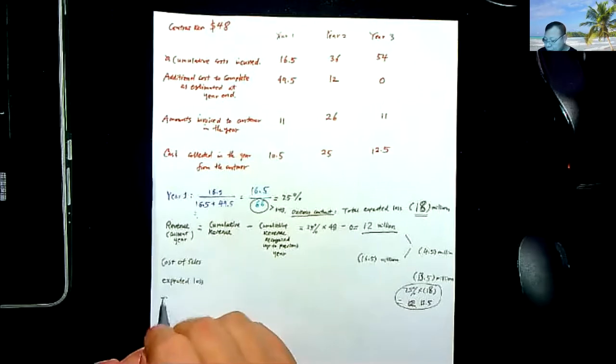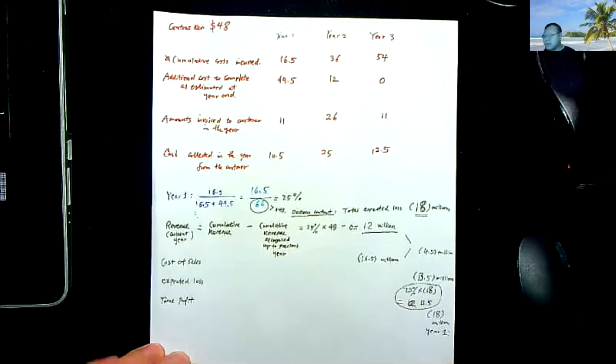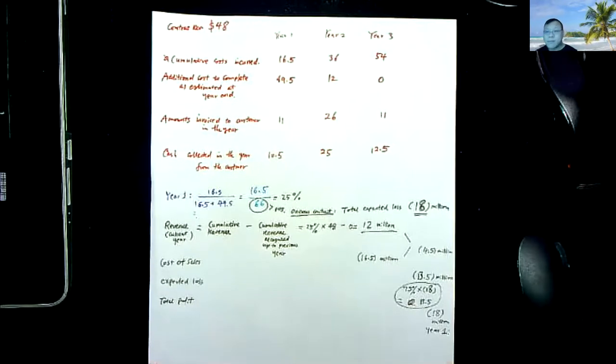And your total profit, I think, that should be $18 million loss. This is for year one, right? That's for year one. So I hope this makes sense. Okay. Let's take a look at year two.